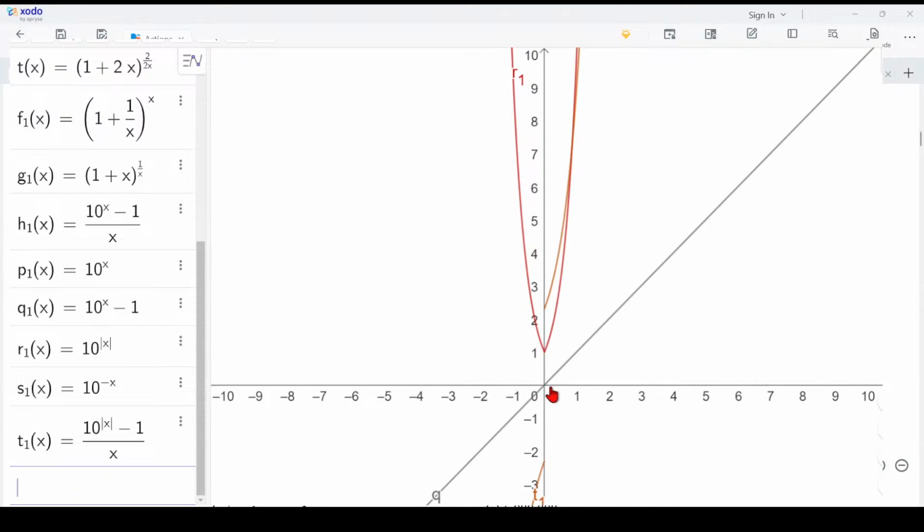Earlier it was positive by positive, negative by negative. Now it is positive by positive and positive by negative. That's why there is this break. So it is discontinuous.